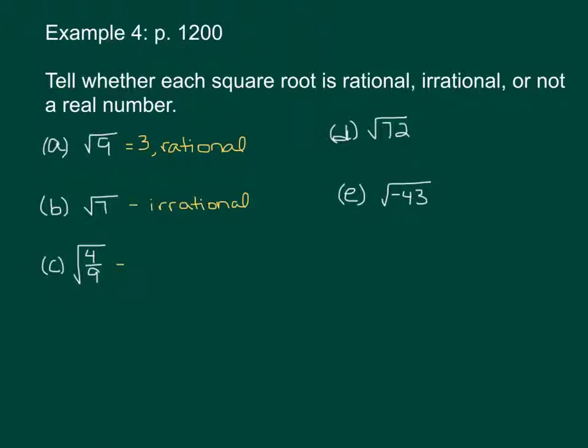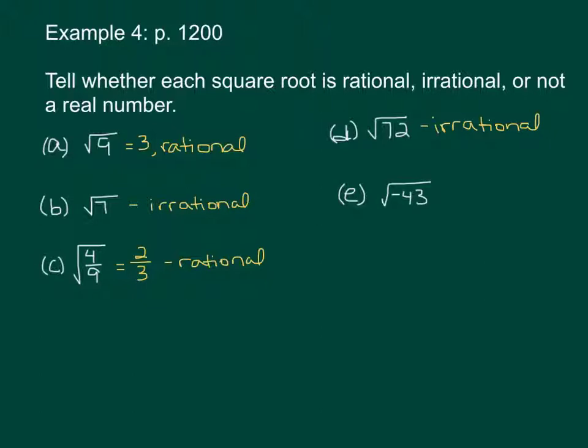C, 4 and 9 are both perfect squares, so that would be 2/3, and anything that can be written in fraction form is rational. So again, back to our definition, if the number is a perfect square, then it's rational. 72 is not a perfect square, so that's irrational. And all it means for it to be irrational is, like, if you were to put it into the calculator, you would get a long decimal, you would have to round it, as the decimal will keep going forever without repeating.